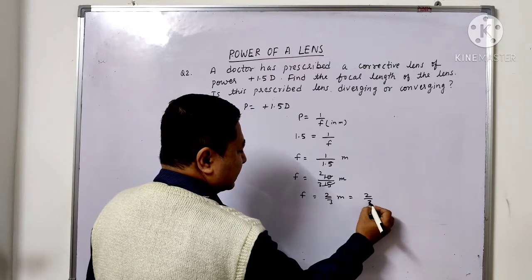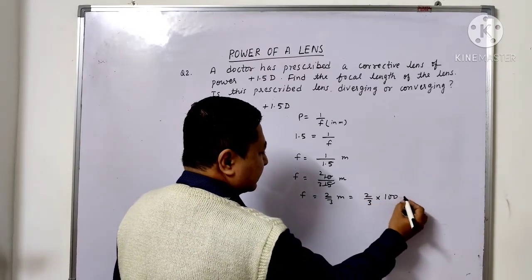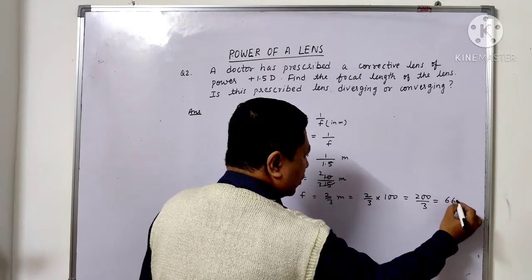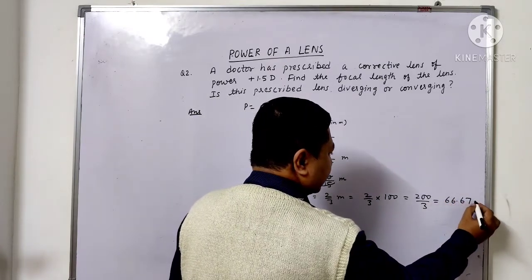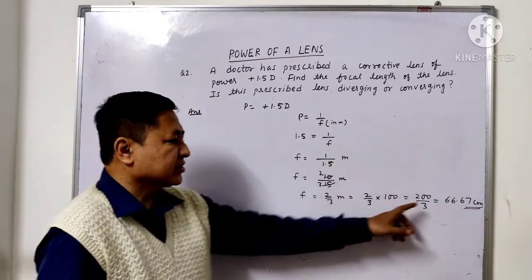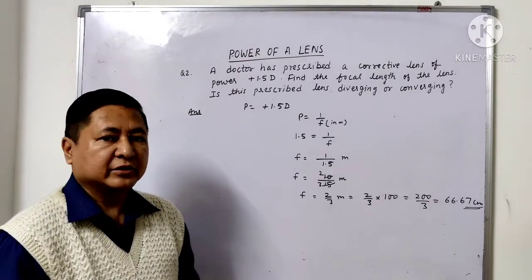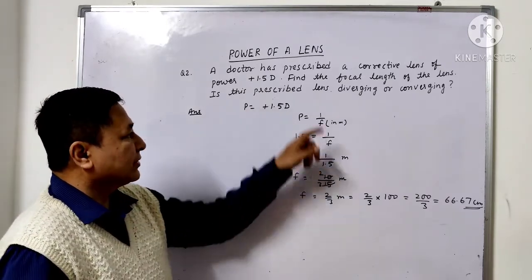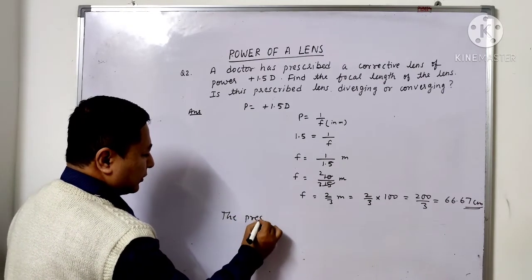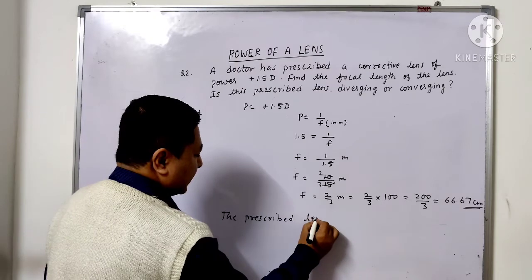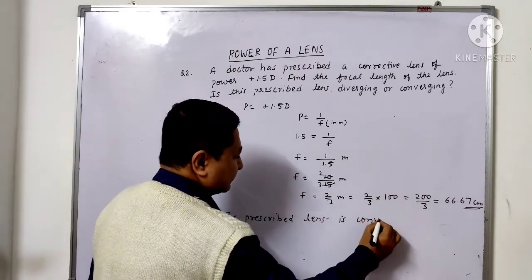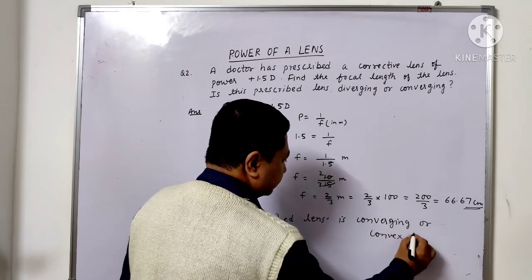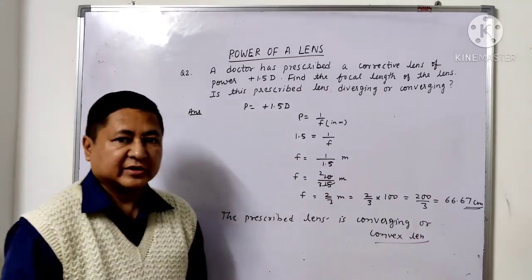Let us convert into centimeter, that is multiply by 100 centimeter. So 200 upon 3, that is equal to 66.666, so it is 66.67 centimeter. As you can see, the focal length is positive, and we know that the focal length of a convex lens is positive. Convex lens means converging lens. So the prescribed lens is converging, or you can say convex lens, because the focal length of a convex lens is positive.